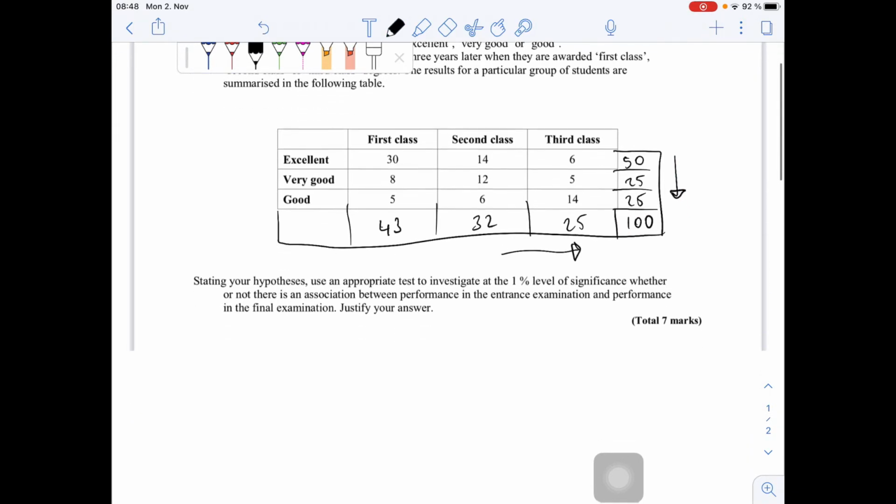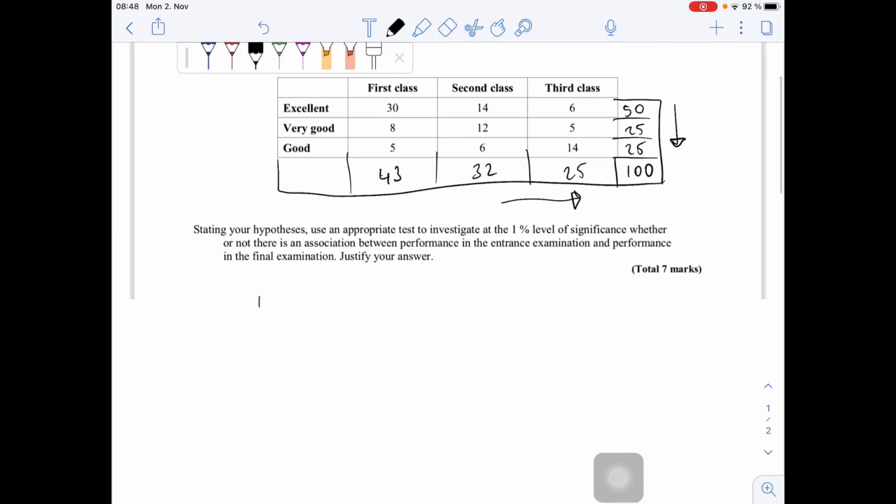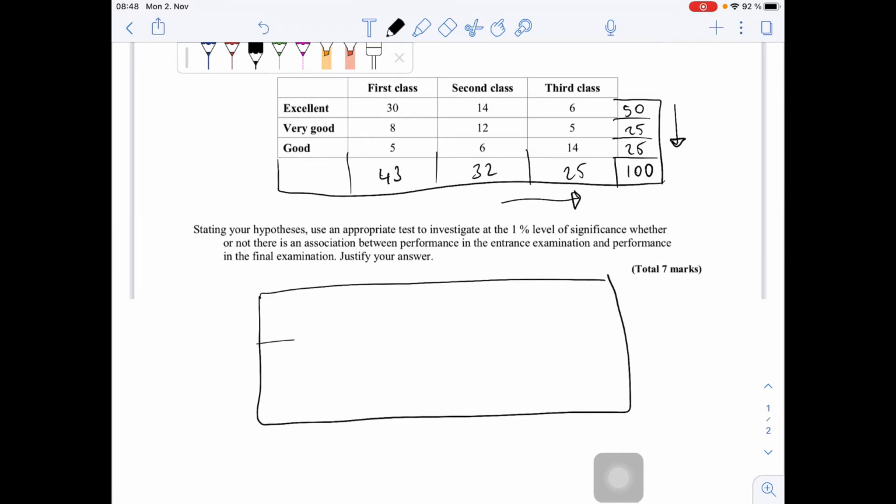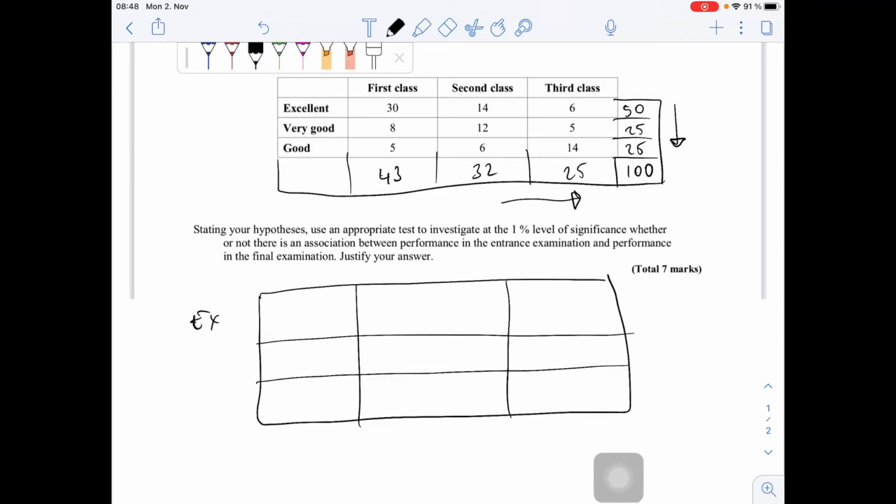Now we are going to create another column. Are they independent? So we think that there is no relation, and then after 3 years we think that there is no relation. If there is no relation, that means excellent is going to be here. Let's say excellent, very good, and then good. Here is the first year, and then here is the second, and then here is the third.